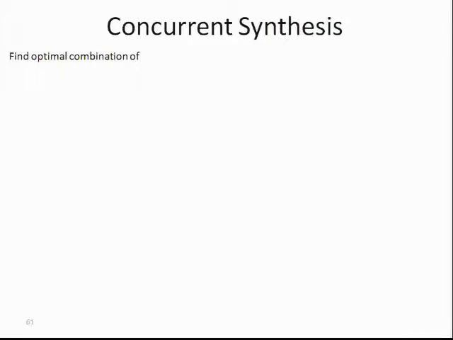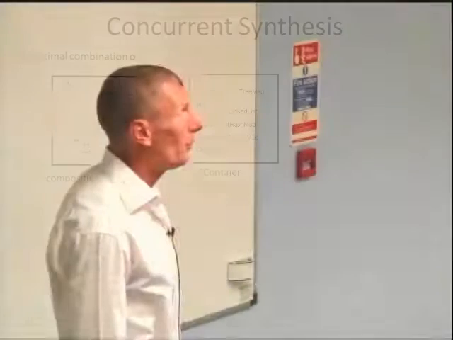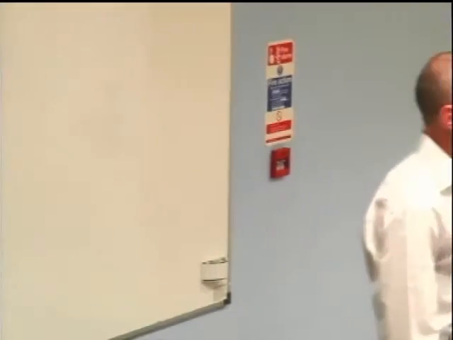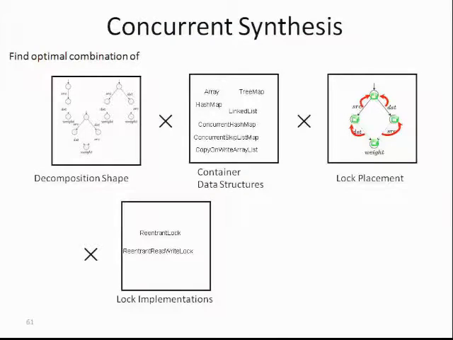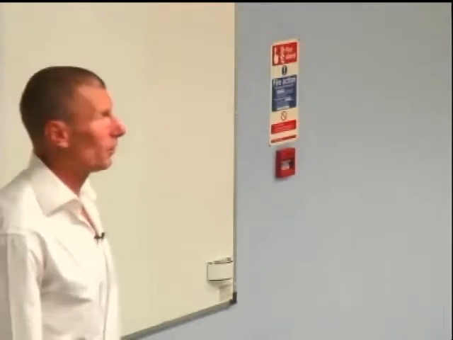In the concurrent synthesis, it becomes even more interesting because we take the optimal combination of the decomposition shape, the way this shape is described, and we try different container data structures, like concurrent hash map. At the moment we work with Java. Then there is the lock placement. Where do you put the lock? You can place locks in different ways, but we assume they are all in the nodes. And there's the lock implementation. How do you implement the lock? And finally, there is lock striping. How do you actually combine several locks in a single node in order to increase concurrency?